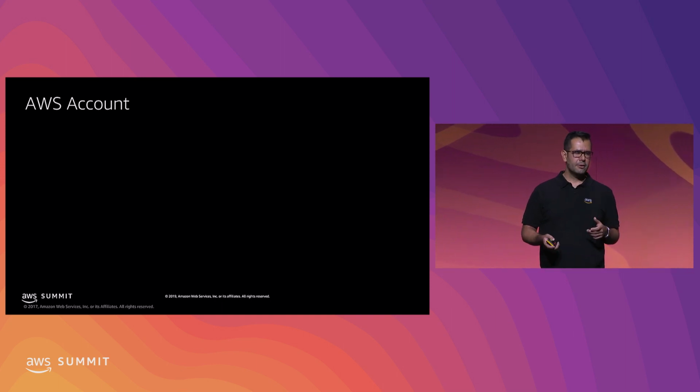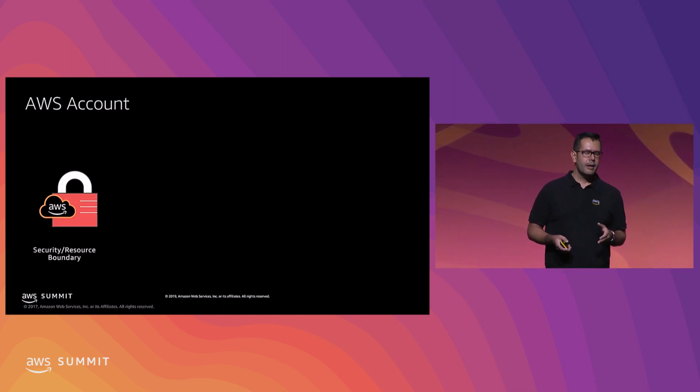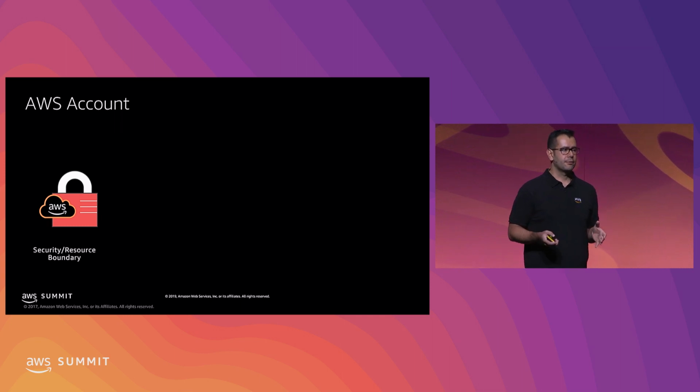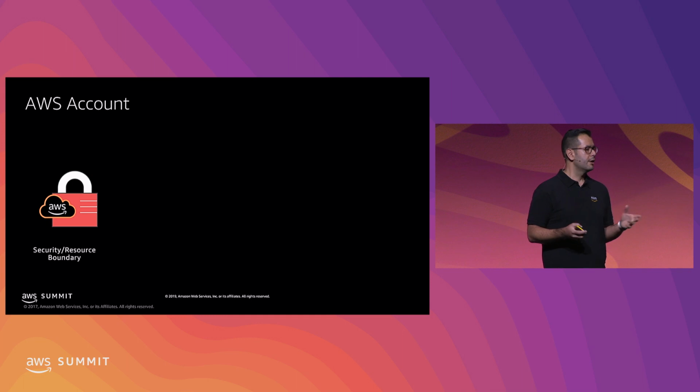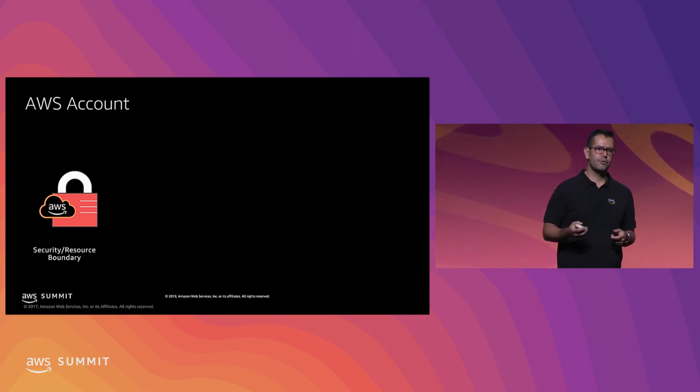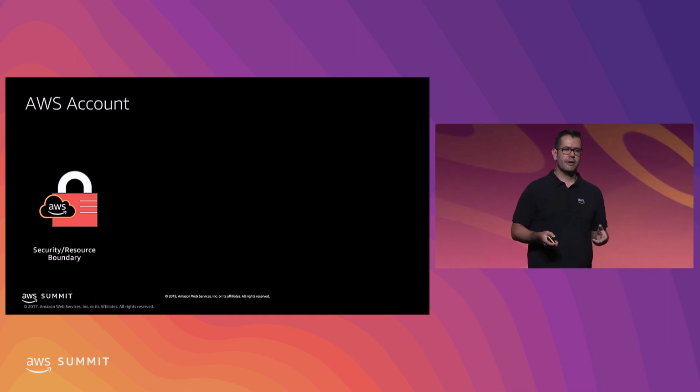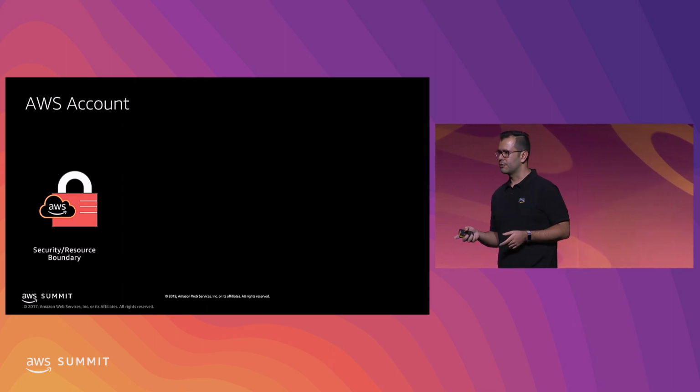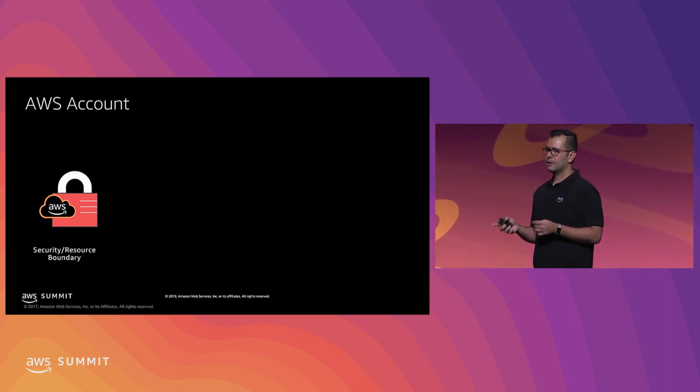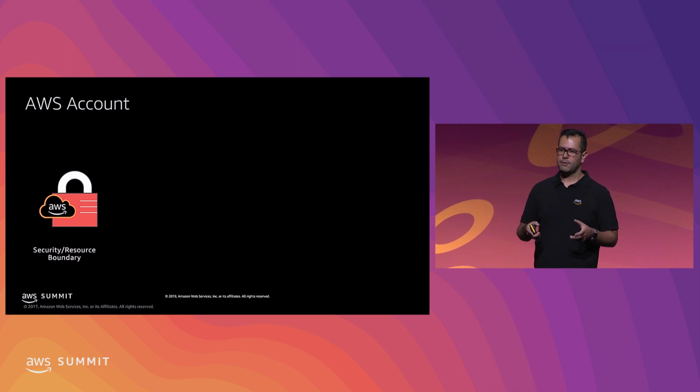What else do you get with the AWS account? Well, it is the highest level of segregation that you can get on the platform. And that stands true for security constructions like users, groups, resources, etc. And it's also the same level of isolation, independently of whether that account is owned by the same customer or by different individuals.